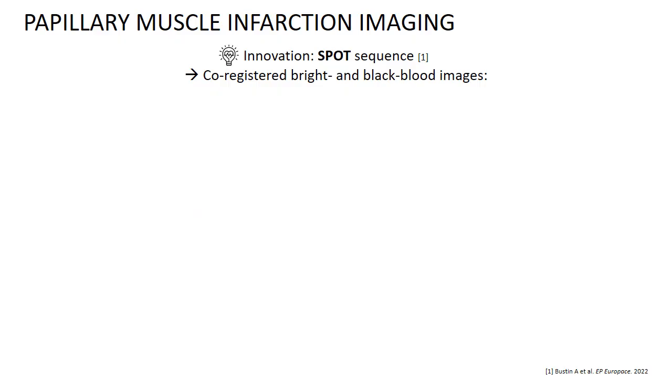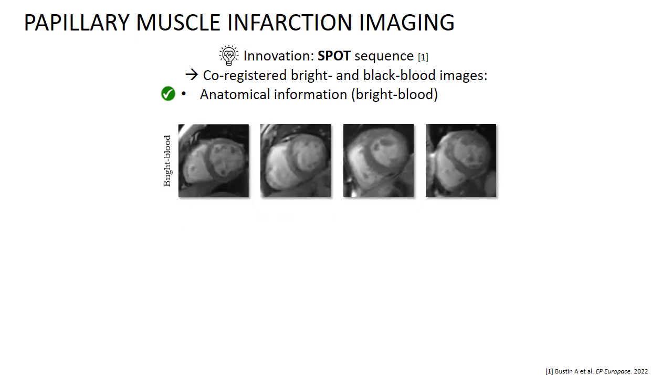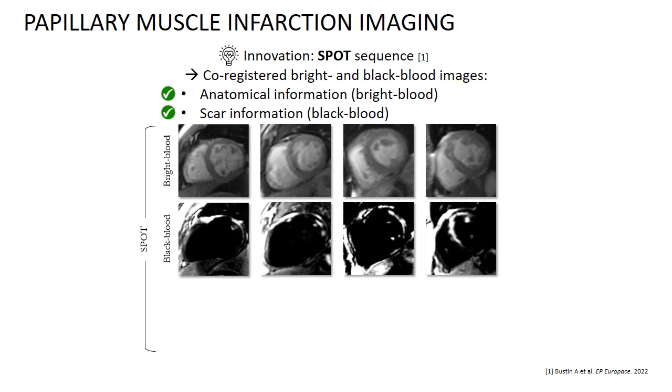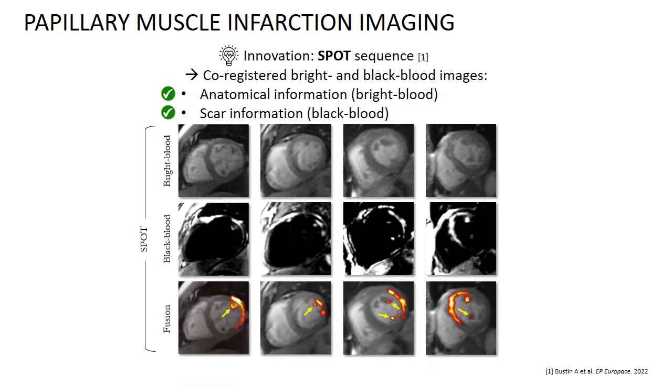So the main innovation here is the SPOT sequence. So SPOT acquires co-registered bright and black blood images. So the anatomical information comes from the bright blood image, while the scar information comes from the black blood. And when we merge these two images, we obtain this kind of fusion slices because both images are co-registered, and this fusion allows us a precise localization and visualization of the infarcted areas, and especially for PMI.